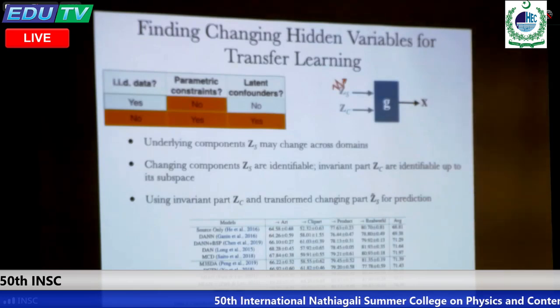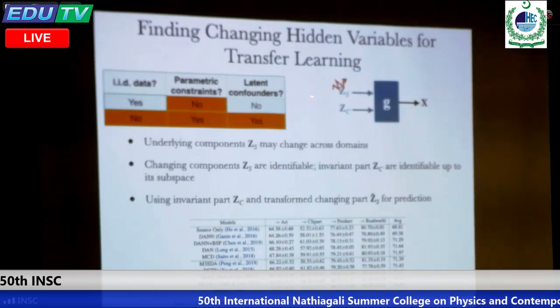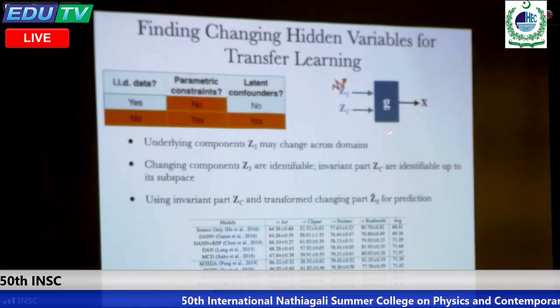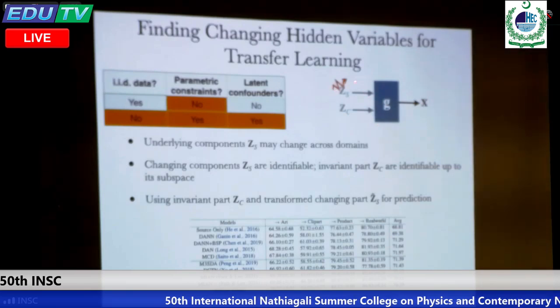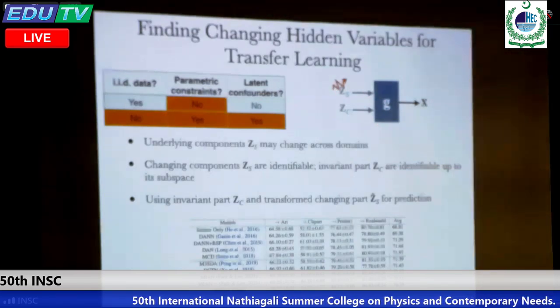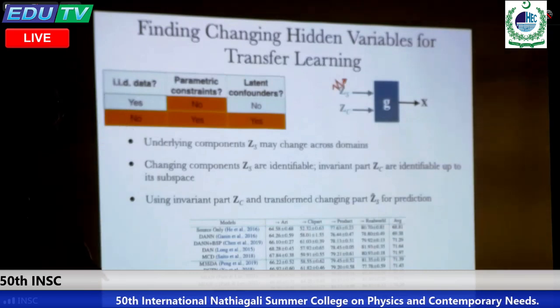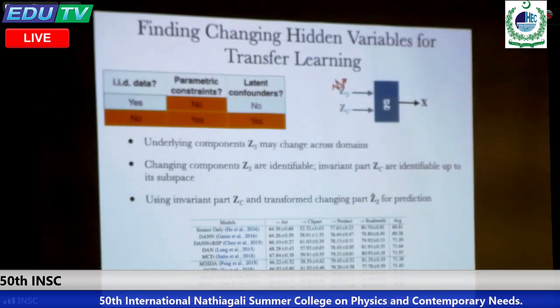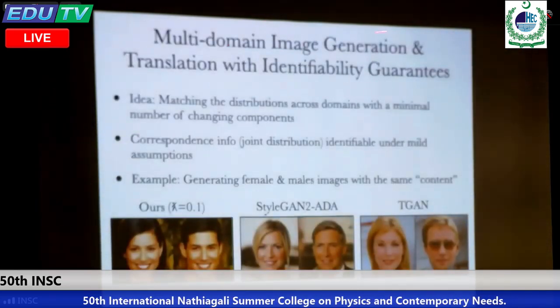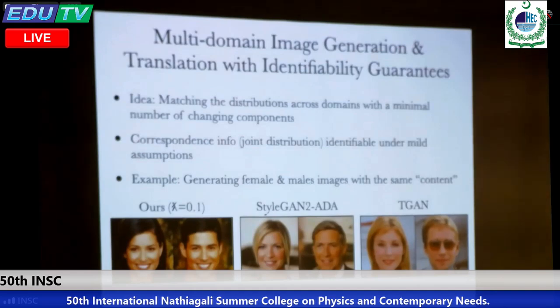Here, by introducing the minimal change thing, the world becomes deterministic. X, the image, is just a function of the underlying content with this fixed mapping process, but there could be some style that can change. You can recover everything from data. As a consequence, you can do transfer learning. You can also do multi-domain generation or translation.